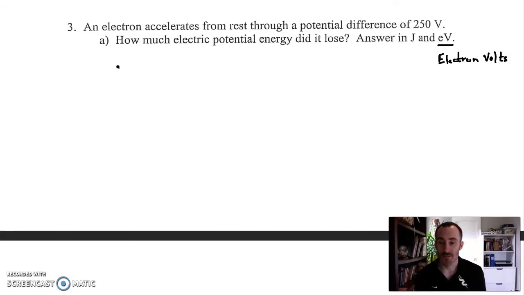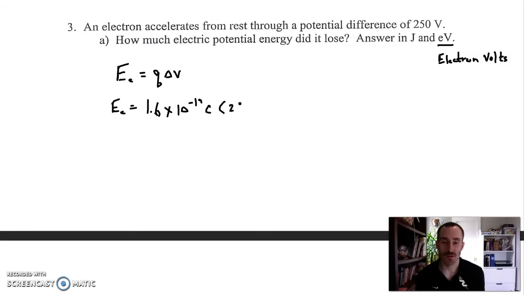So we're going to use the same formula that we did before. Electric potential energy is charge times potential difference. One electron has a charge of 1.6 times 10 to the negative 19 coulombs. And our voltage difference is 250 volts. And so that gets us an electric potential energy of 4.0 times 10 to the negative 17 joules.